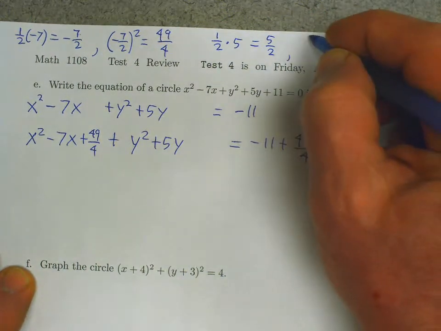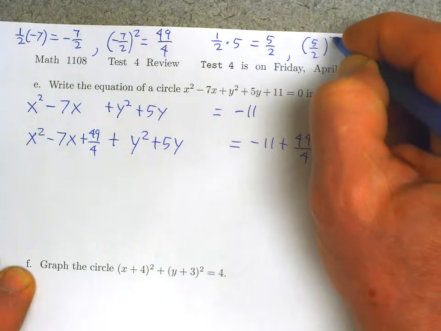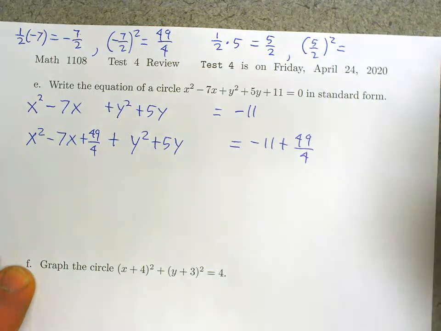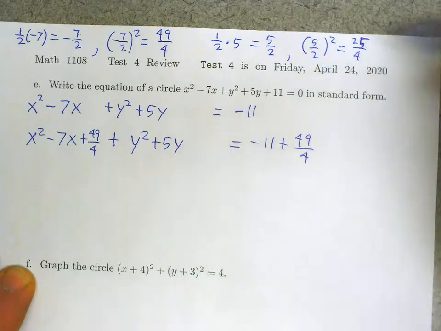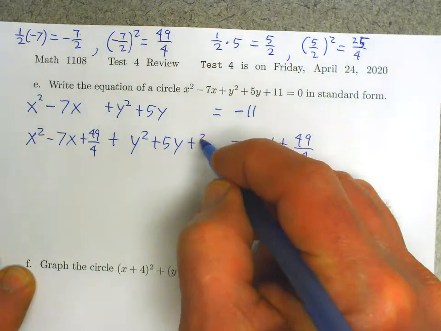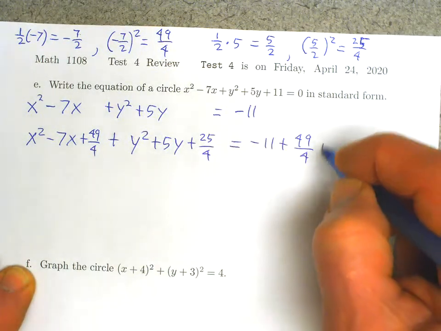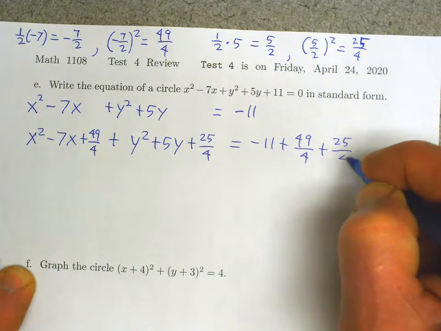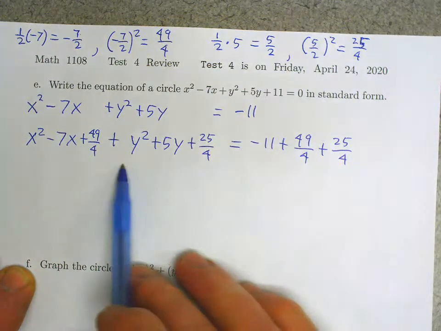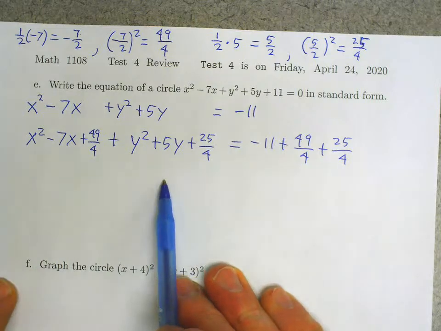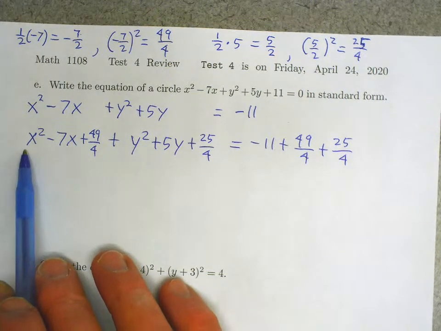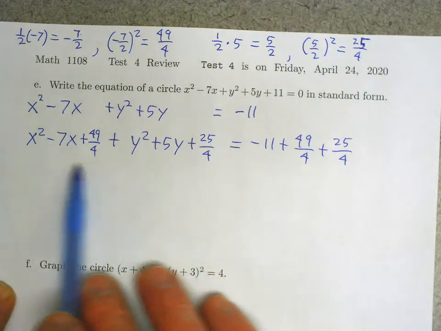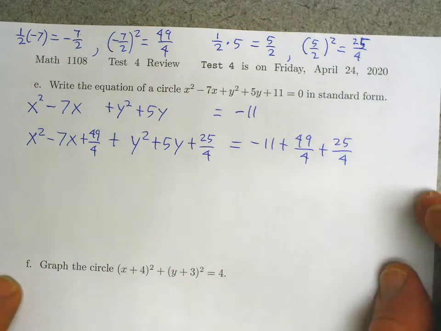And then we square 5 halves. So 5 halves times 5 halves is 25/4. So we're going to add 25/4 to both sides. And now we have another perfect square trinomial. Okay, so in the next step, we're going to replace this perfect square trinomial with a binomial squared.